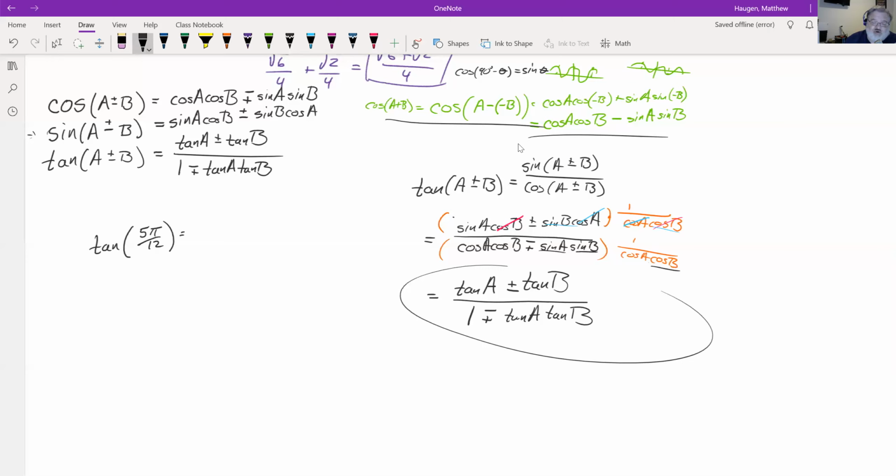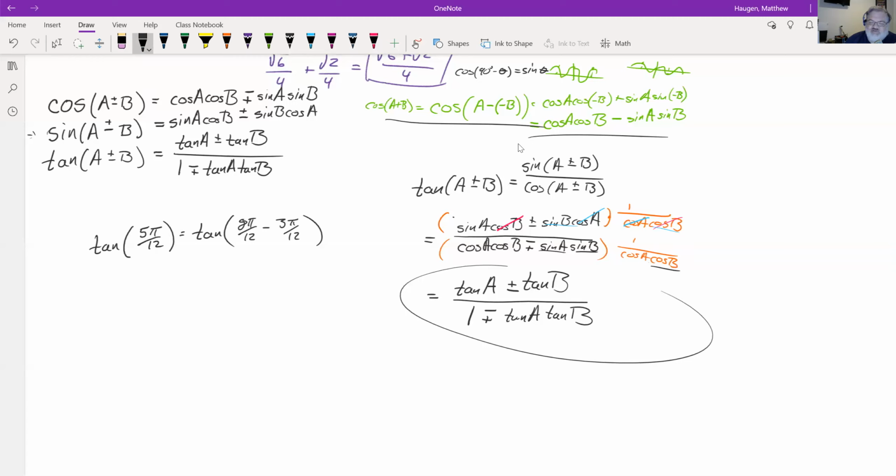You're going to go, no, no, no, we can do it. As long as we can come up with 2 things that we can add or subtract to make 5 pi over 12 that we do know, will be good. So let's say, how about 8 pi over 12 minus 3 pi over 12? That's 5 pi over 12, right?